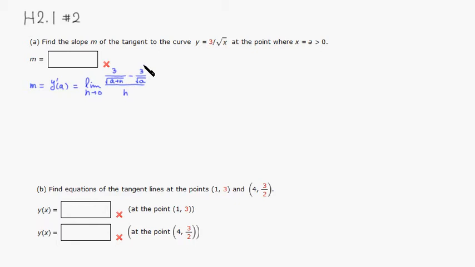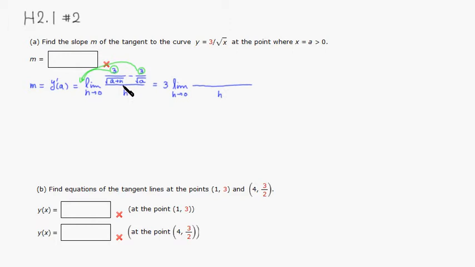The first thing we do is put these quotients together, so we take the common denominator. Also, there's a 3 here, which is just a constant, so I'm going to pull it out of the limit and write a 3 in front. Then you have the limit as h approaches 0, and you have a fraction with h on the bottom.